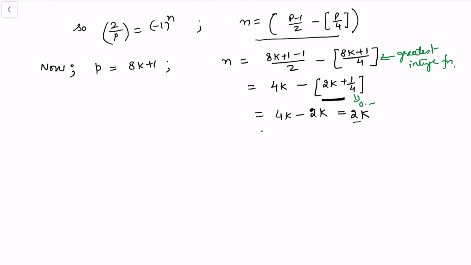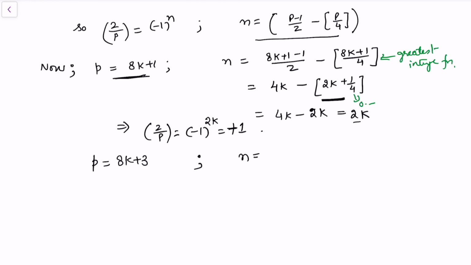If it is 2k, this implies the Legendre symbol 2 by p is minus 1 to the power n, and n is now 2k. So this is a positive value, 1. For 8k plus 1, 2 by p takes the value plus 1. Let's now take the next case, when p is 8k plus 3, and repeat the process in a similar manner. In this case, it is 8k plus 3 minus 1 by 2. I'm just substituting this value in equation number 1.